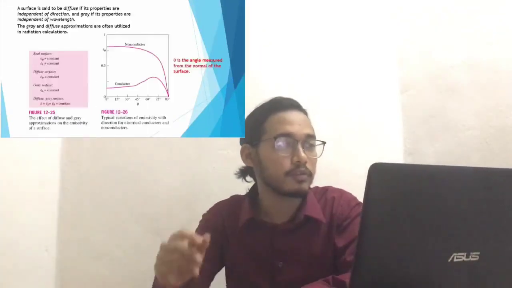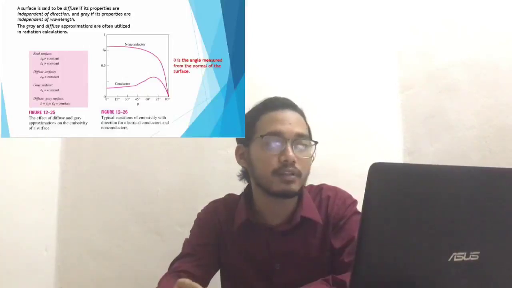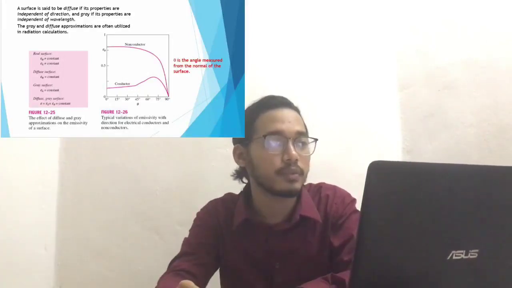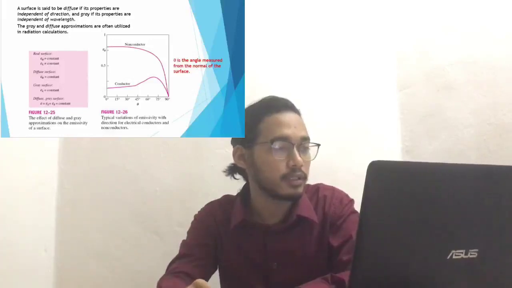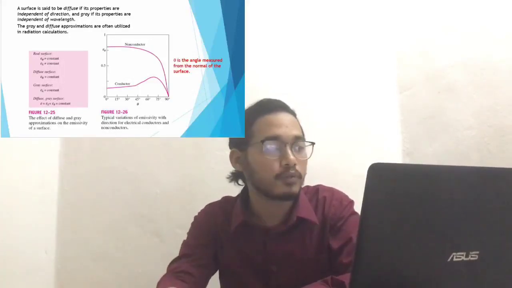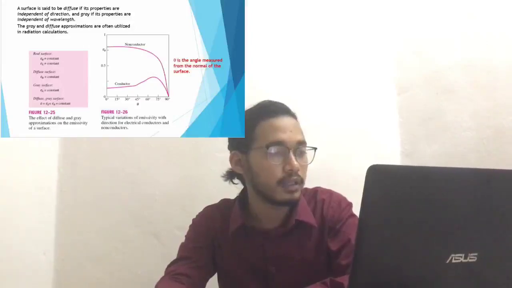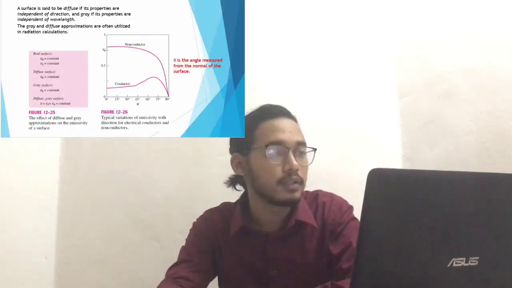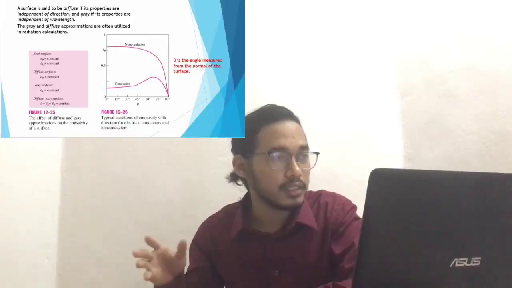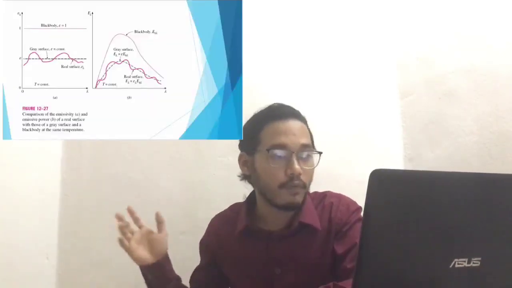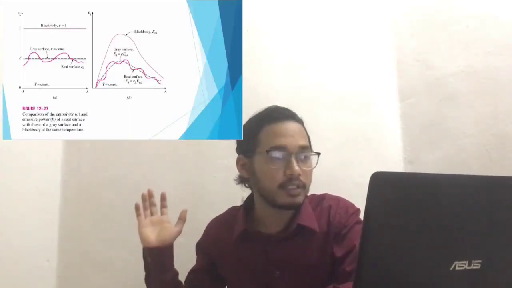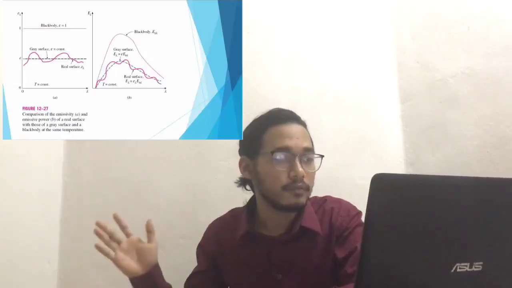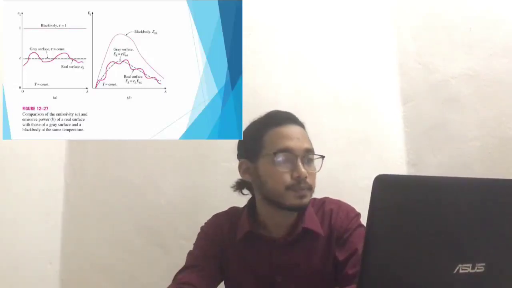Next, we move into the next slide, which says a surface is diffuse if its properties are independent of direction, and gray if its properties are independent of wavelength. Next, we can see in Figure 12.25 the effect of the diffuse and gray approximation on the intensity of a surface. Besides that, on the next slide, we can see the comparison of the emissivity and emissive power. A is the emissivity, and B is the emissive power.